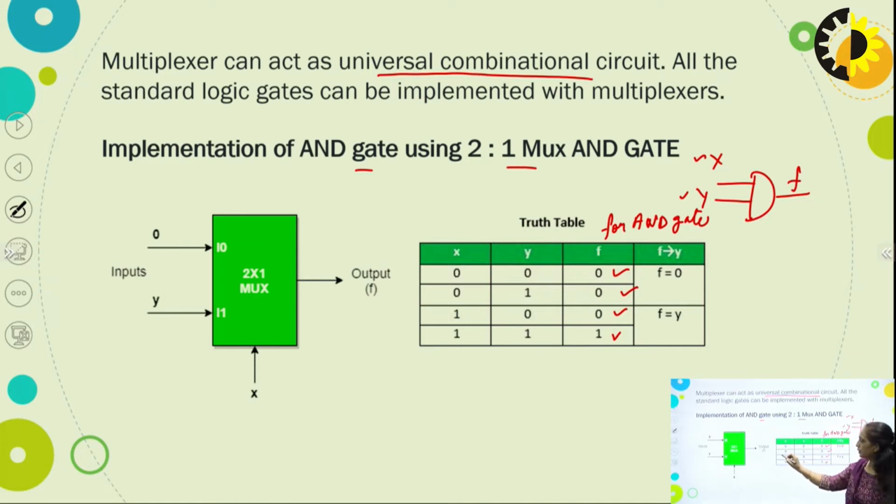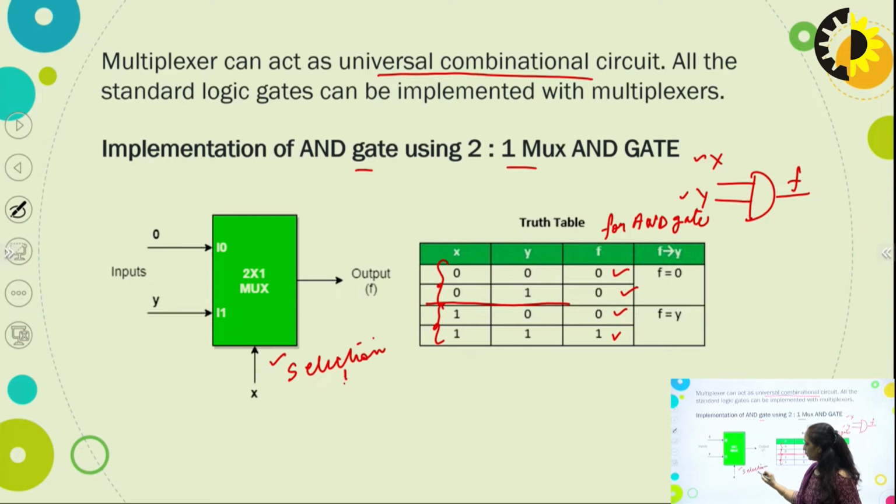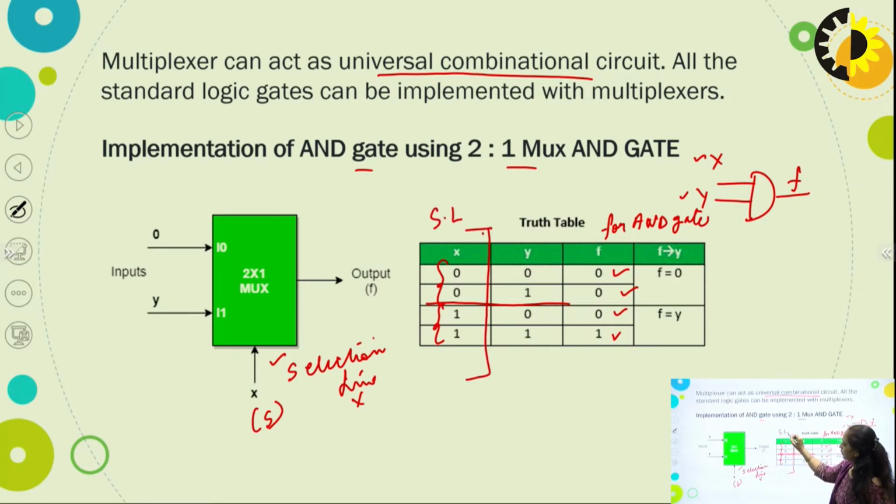If you divide the circuit in this way, we can see that x can either be 0 or 1, and we know that in case of a 2x1 mux, we have the single selection line s, right. So we can use x as the selection line, okay. This x can be 0 or 1. So we have covered the selection line. Now y we are going to put on the input side. So how are we going to find out the values?